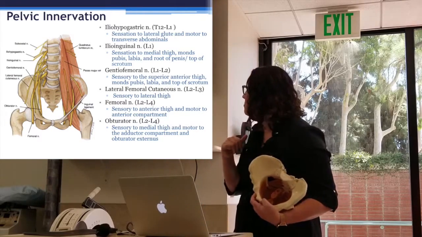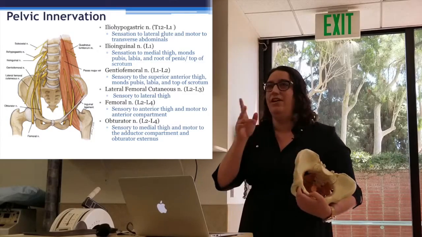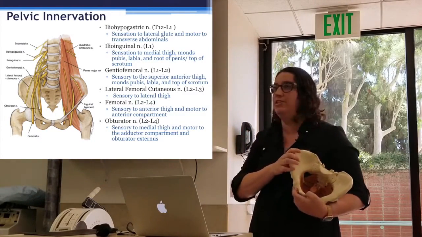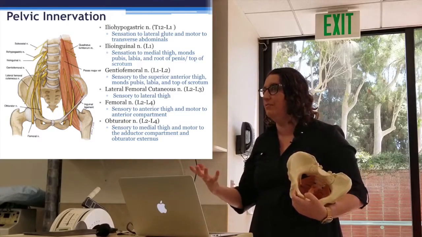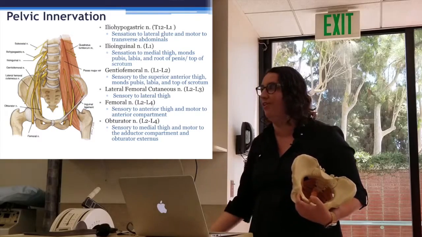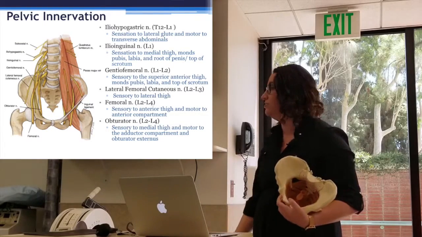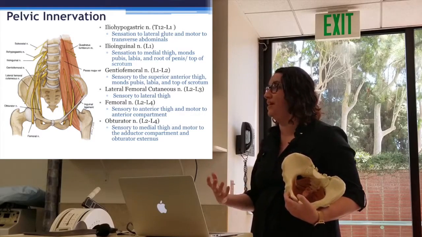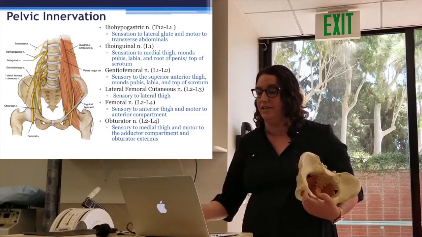Oh, and sorry, one more, obturator. So this is going to provide L2 to L4, so sensory to the medial thigh. And we're going to get motor to the adductor compartment, so all of our adductor muscles are going to be innervated by that. So again, referral pain from that region could potentially refer along the adductor compartment, and so somebody might report high adductor pain, as well as maybe some pain in the obturator externus tendon.